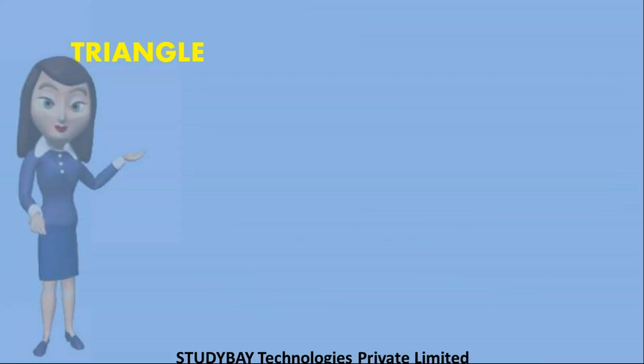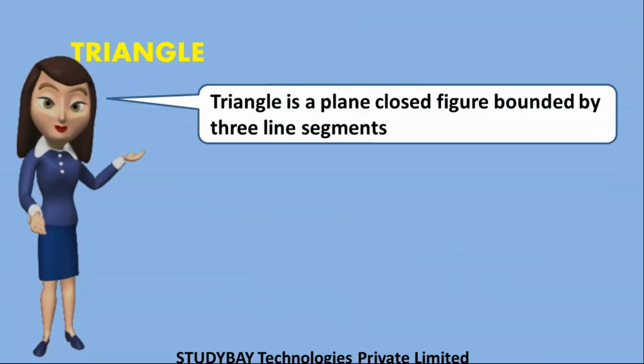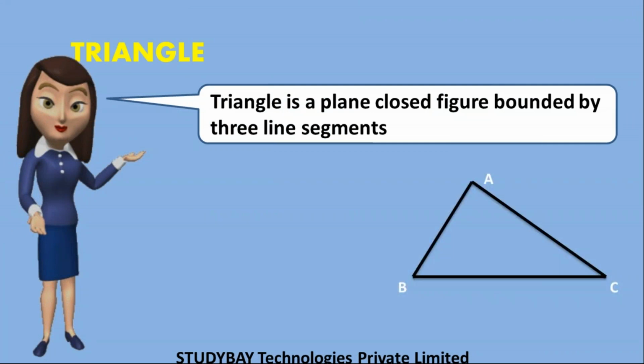Now we have a triangle. A triangle is a plane closed figure bounded by 3 line segments. And this is how it actually looks like. A, B, C, these are the vertices of the triangle.